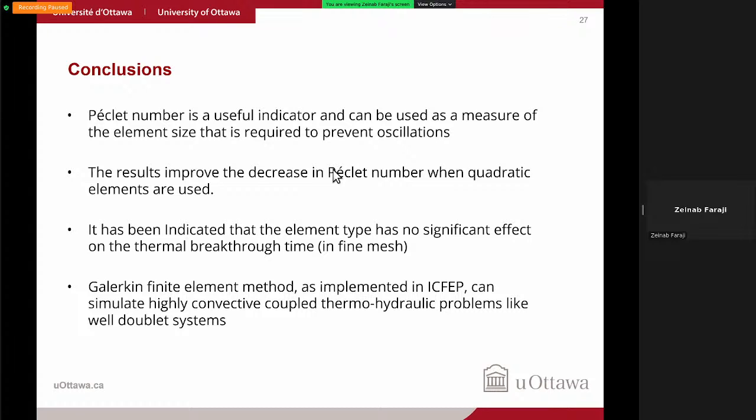And finally, we can say that the Galerkin finite element method, as implemented in ICFEP software, can simulate highly convective coupled thermohydraulic problems, like the well doublet system, as we can see in this case for the open loop system.